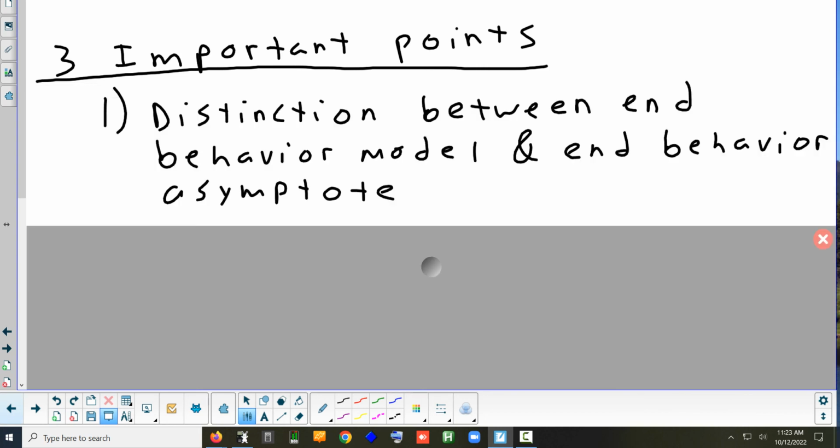So remember, there's a difference between the EBA and the EBM. The EBA is what we're learning about right now. It takes a little bit more work to find an EBA. You have to do long division or synthetic division. EBM is super easy. All you do is take the highest degree term in the top, divide by the highest degree term in the bottom.